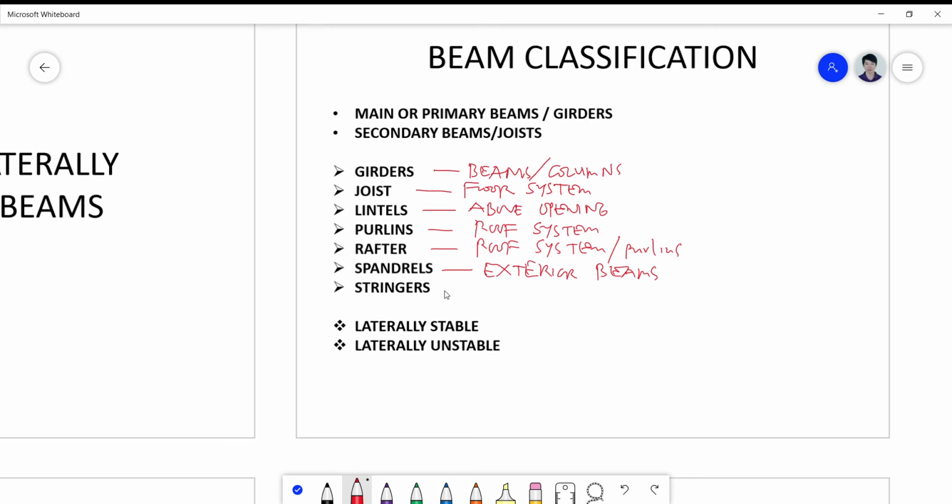Stringers are beams that connect two other beams. If you have a main beam here and a beam there, you call this now a stringer, or sometimes you call this the intermediate beams. Okay, a stair stringer connects a floor to the other floor below or above it. Okay, so these are connecting beams.